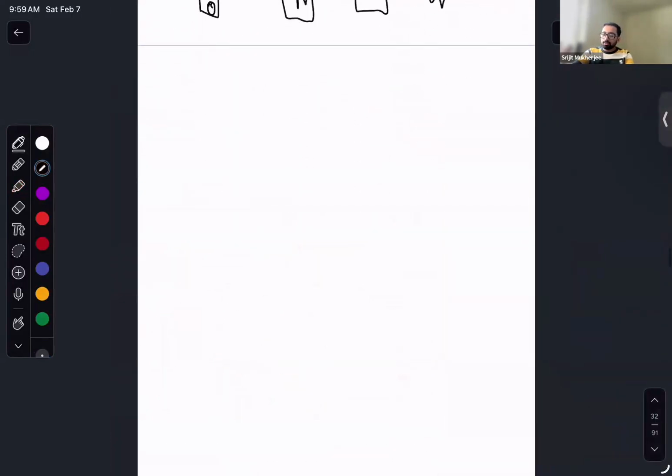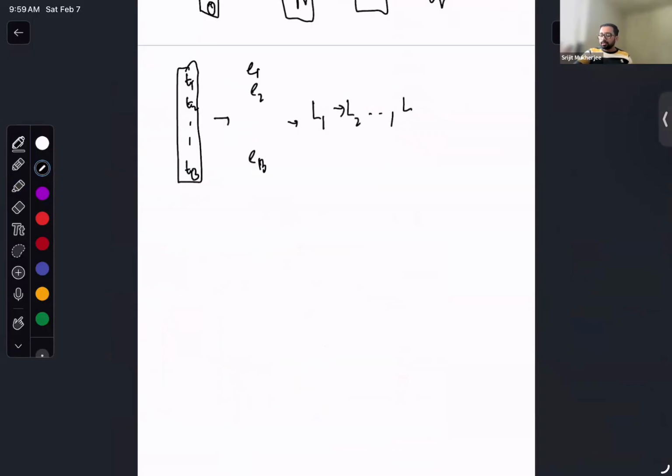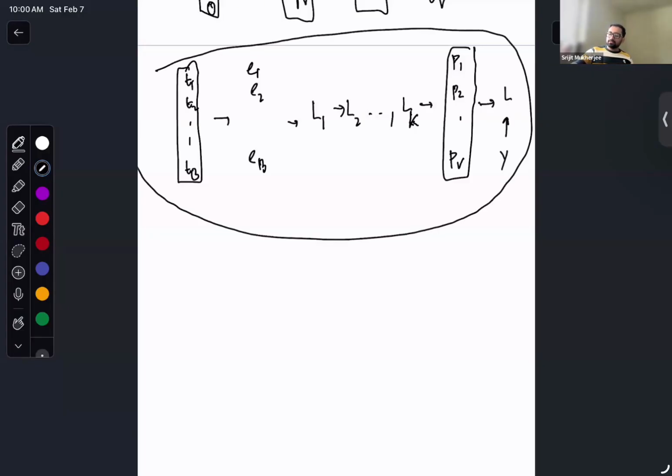So to summarize, we have the tokens T1, T2, TB. You have the embeddings E1, E2, EB. Then you have layer 1, layer 2, up to layer K. And then you have the probabilities P1, P2, PV, and then this is what you want. And then you have the loss function. I always draw this diagram because this is very important to think about.